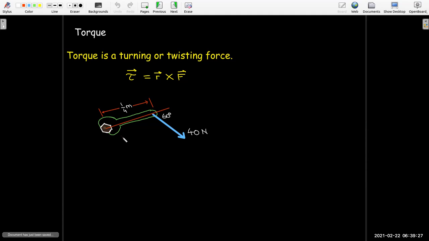So here we have a wrench. It has a length of 1/4 meter, and somebody's applying a force of 40 newtons, not exactly perpendicular to the wrench, but at an angle of 60 degrees with the line passing through the center of the wrench. So let's calculate the torque, and let's see also, is the result of this going to make the bolt get tighter or looser if it's a right-hand bolt?